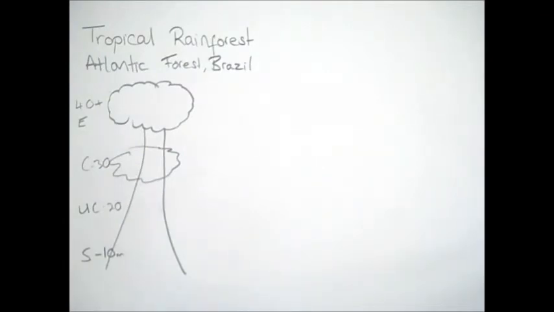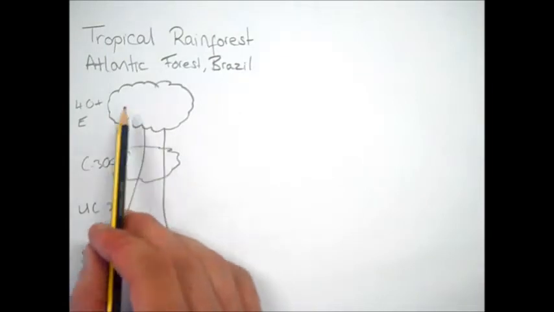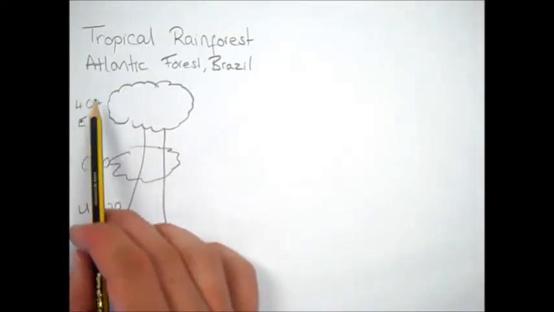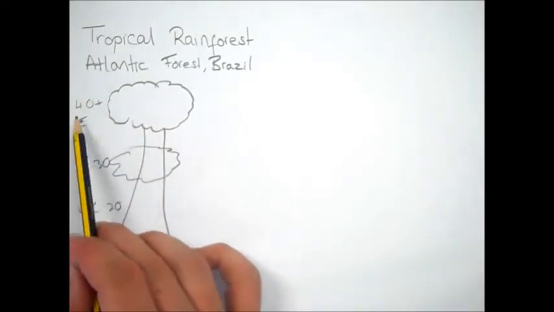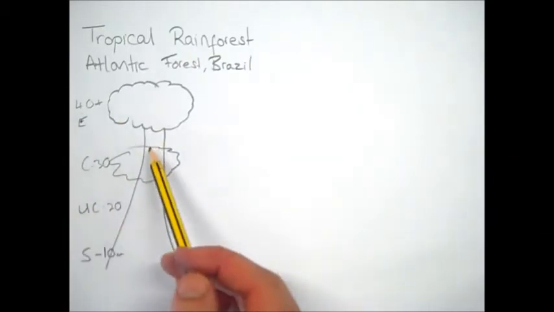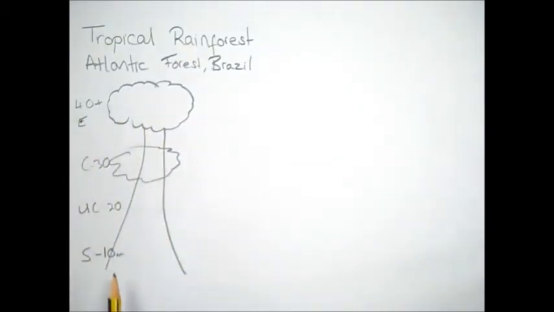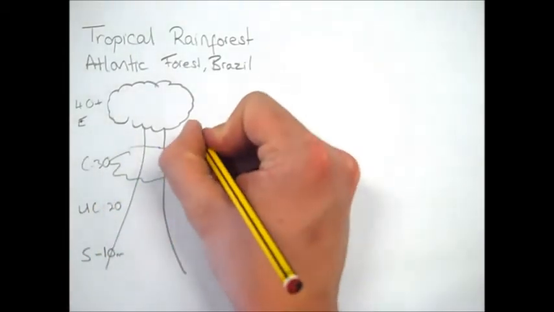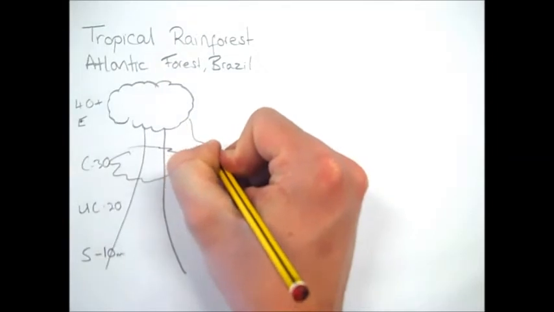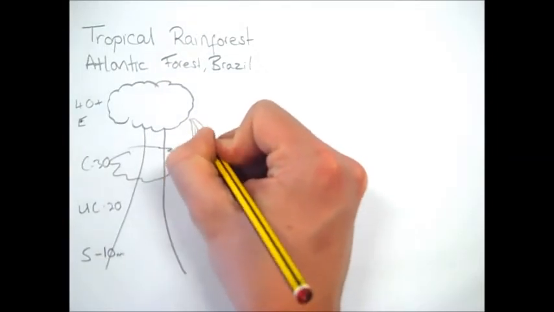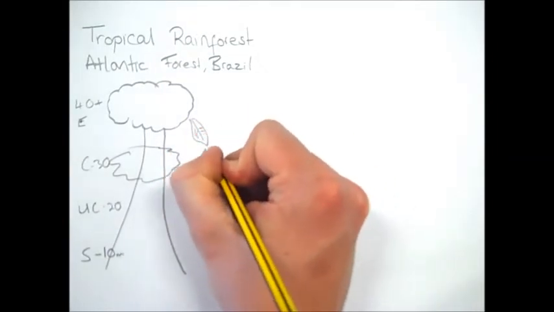Now, let's work our way from the top downwards. In terms of adaptations, the emergent trees grow to this height to be able to get as much sunlight as possible to photosynthesize. There's a large competition for sunlight in the rainforest, so the tallest plants will get the most because they can stick above the canopy. On top of that, they also have something called drip tip leaves.